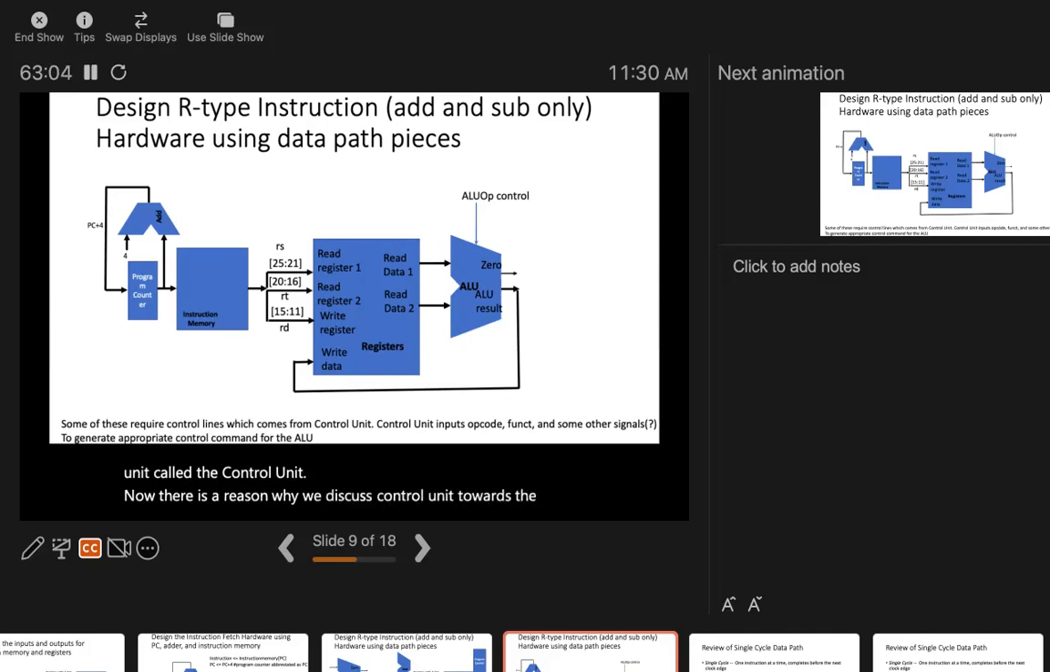Right now we have built our R-type hardware. We'll build our memory type hardware, we'll build our branching type hardware, and bring them together. Once we have brought them together, the final step will be to make the control unit, which determines what type of operation it is. Very good question.